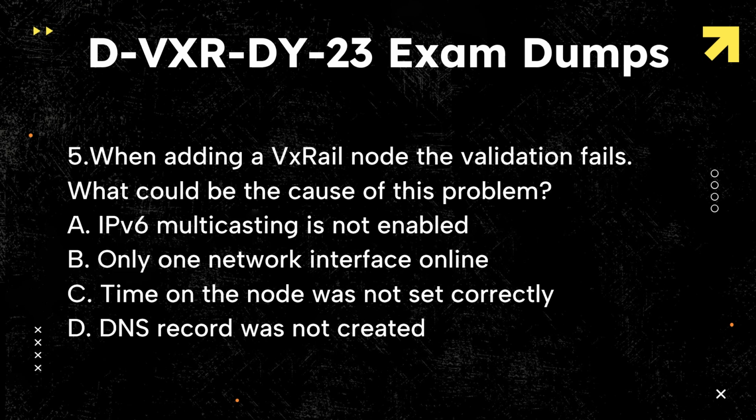5. When adding a VxRail node, the validation fails. What could be the cause of this problem? A. IPv6 multicasting is not enabled. B. Only one network interface online. C. Time on the node was not set correctly. D. DNS record was not created.